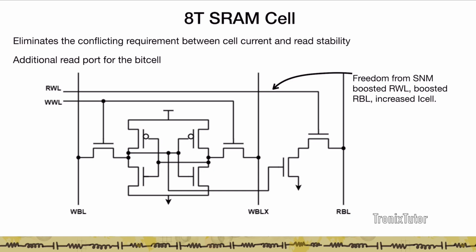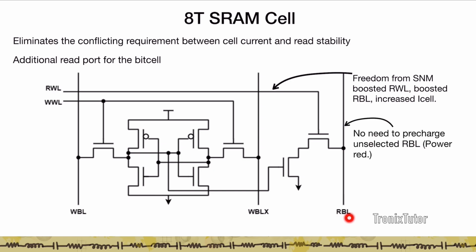And so because you have this different read word line, you can boost the read word line to improve read speeds. You can also boost the read bit line again to improve read speeds, and hence increase the I cell. I cell is nothing but the current that flows in the cell when you're reading. And so if the I cell is increased, then the bit line separation is going to go up, leading to a faster sense amp and a faster read.